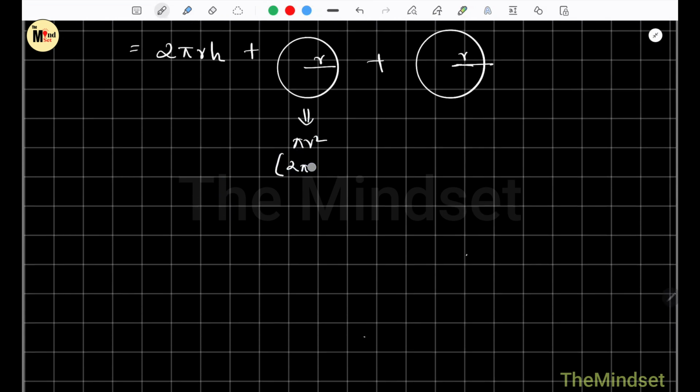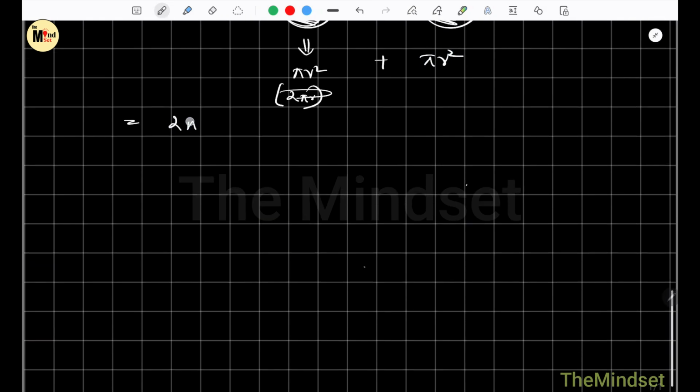Now why is it not 2 pi r? Because we are not talking about the curved surface area. This area is also solid, right? It is also coming to the surface. That is why we are taking this entire area. Bottom also is coming on the outside, so we are taking this entire area. So it will be 2 pi r h plus pi r square plus pi r square, which is equal to 2 pi r h plus 2 pi r square.